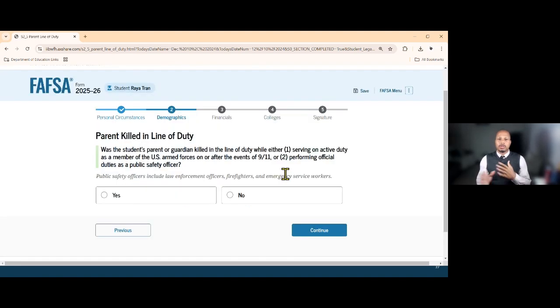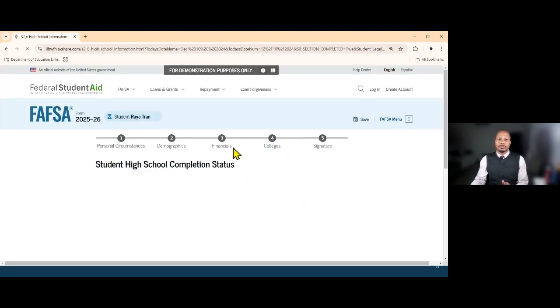We also ask the next question. We ask everyone about whether the parent was killed in the line of duty while serving on active duty in the armed forces after the events of 9/11, or they were performing official duties as a public safety officer. For this case, we're going to hit yes. There could be cases where they hit no, depending upon the student's circumstance. So you want to make sure you answer that accordingly as well. Answering this, again, won't impact your eligibility for federal student aid one way or another.